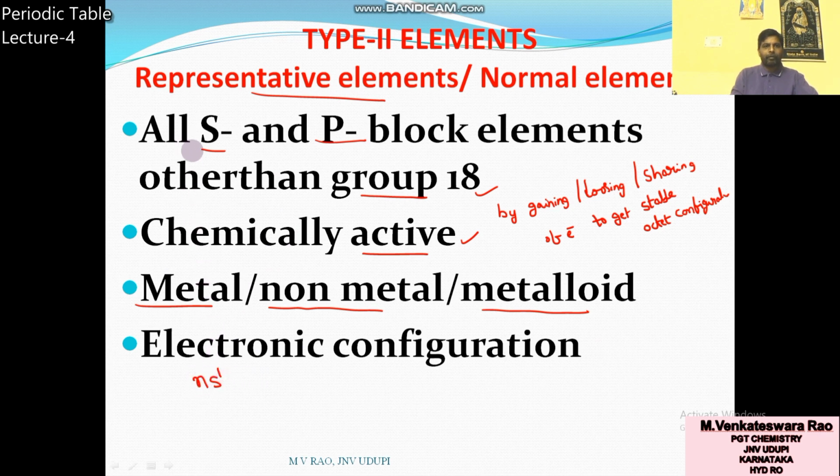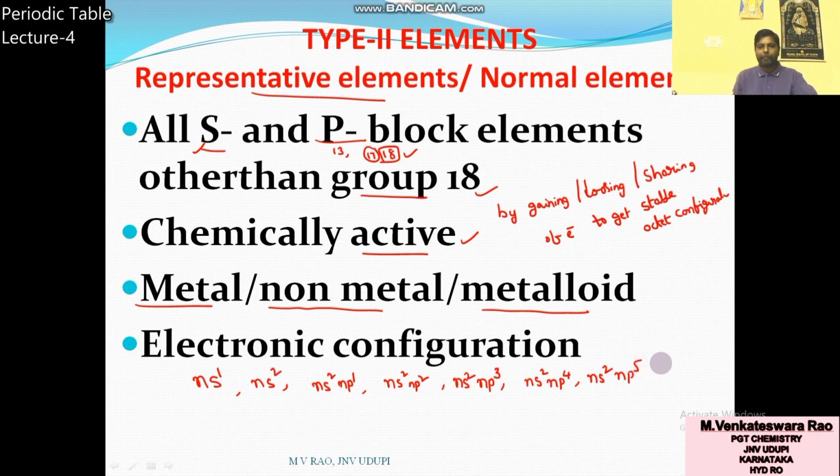ns1 for group 1, ns2 for group 2. P block contains group 13 to 18, but 18 is type 1, so up to 17. So group 13 is ns2 np1, 14 is ns2 np2, 15th group general configuration is ns2 np3, 16th group general configuration ns2 np4, 17th group ns2 np5. So these are the elements that belong to representative elements.